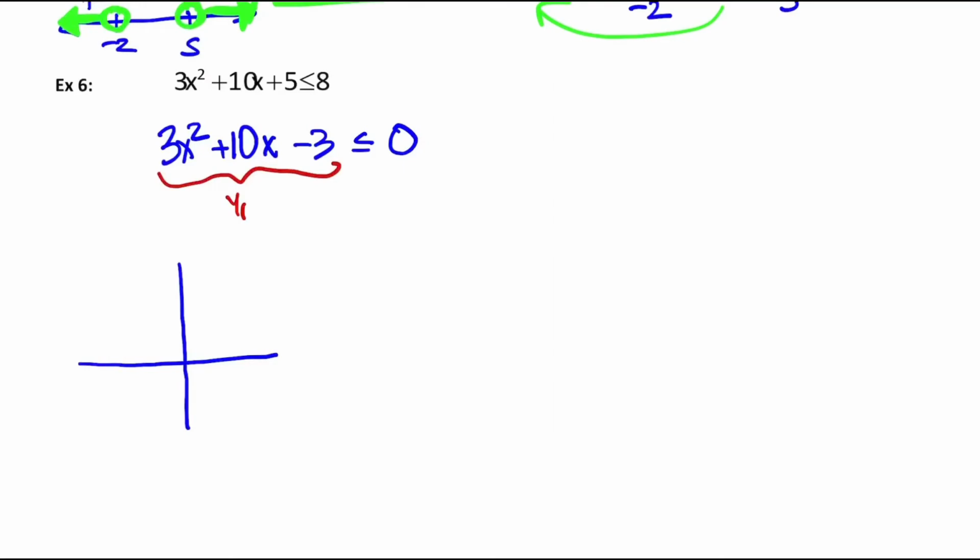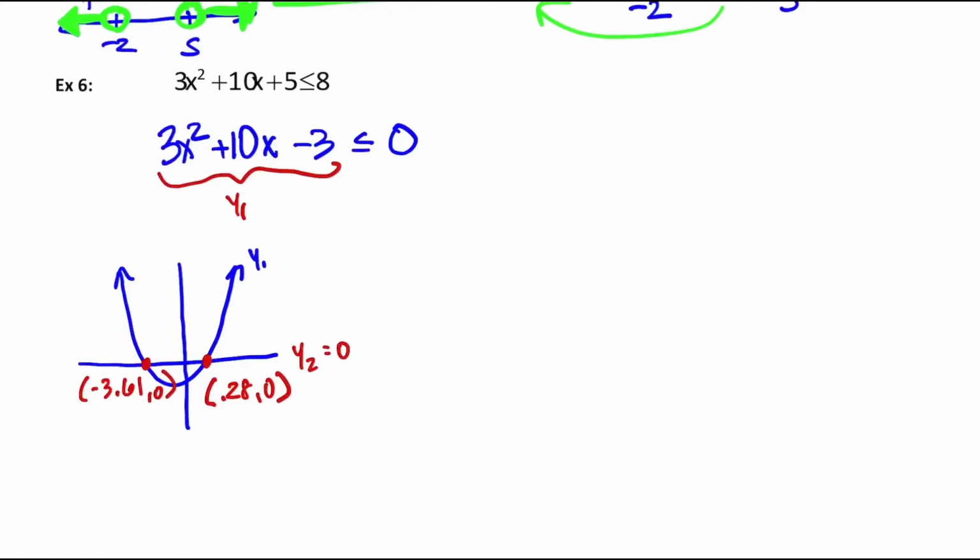Okay, so let me check my calculator here. I get something that looks like this. There's my y1. And you're going to have to put in y2 equals 0 because these points are not real nice. Let's see, I got negative 3.61, comma 0. And this one right here, I got 0.28, I believe, comma 0.